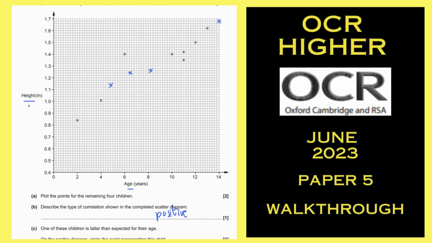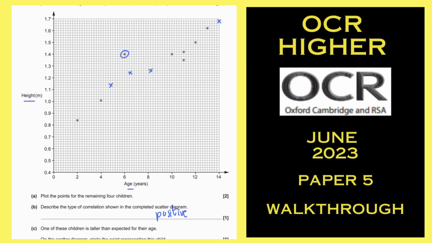One of these children is taller than expected. That's that one. Slightly not quite following the general trend. Not necessarily a massive outlier or anything like that. Just not following the usual trend. On to part D. I'll stay on this page though.